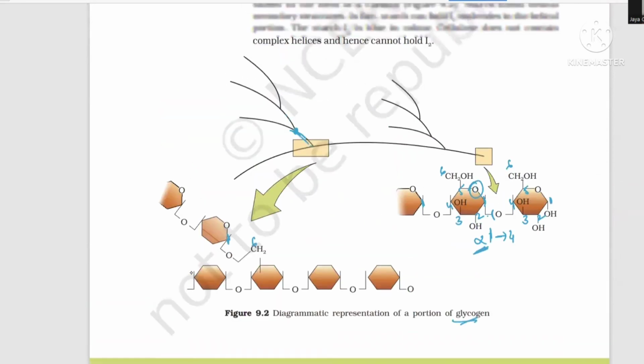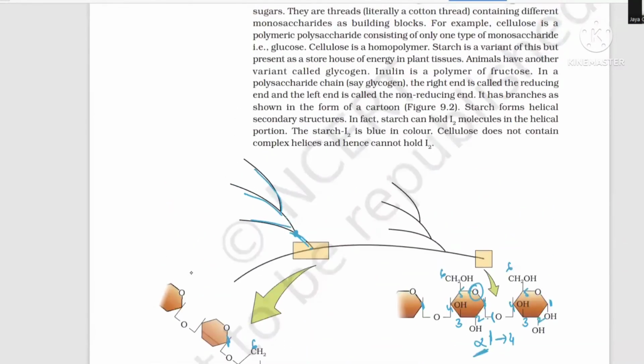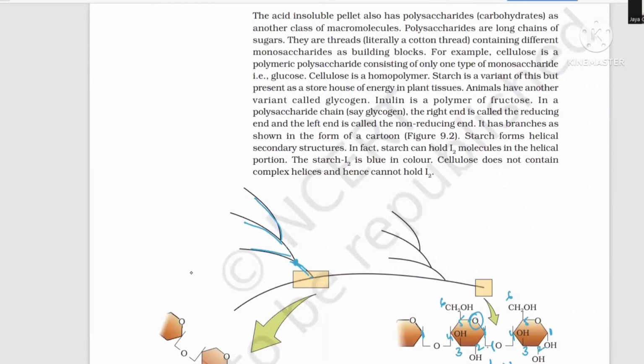So see beta, the diagram is telling you glycogen is having so much branching. It is similar to amylopectin. And I told you cellulose will not make helix. Cellulose does not form helix, and that's why it cannot hold iodine. But starch is able to form a helix, I've told you, secondary structure. And it is able to hold iodine. That is why it gives blue-black color. Up till here, clear beta?